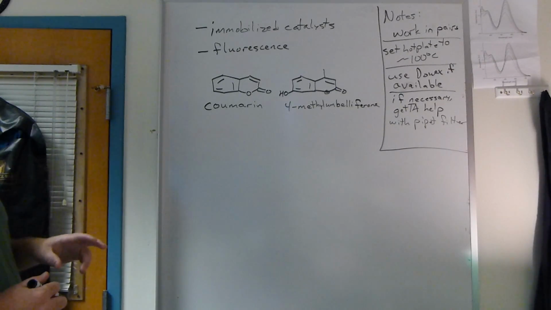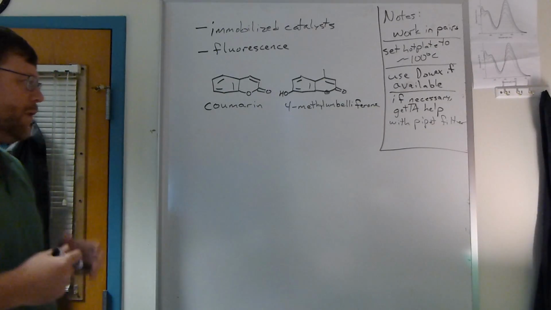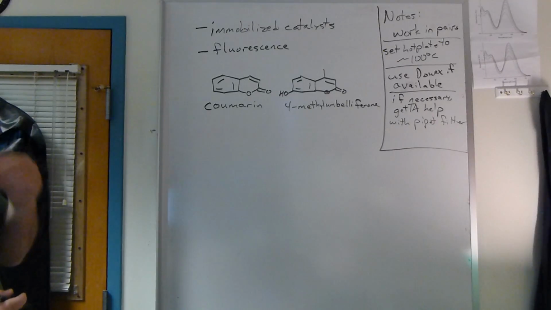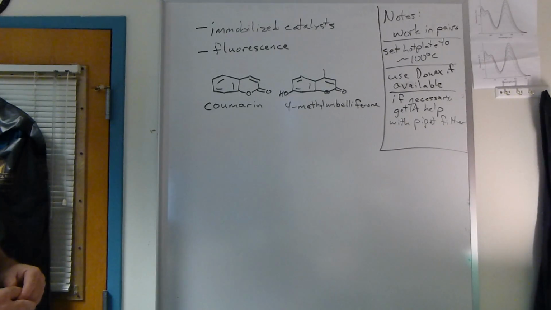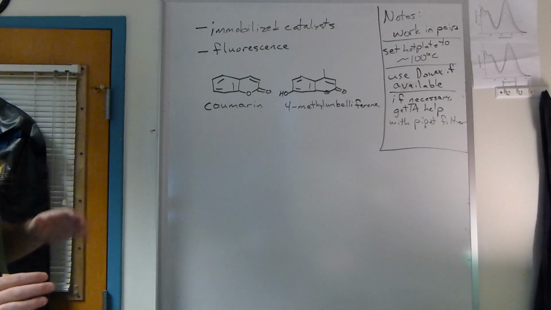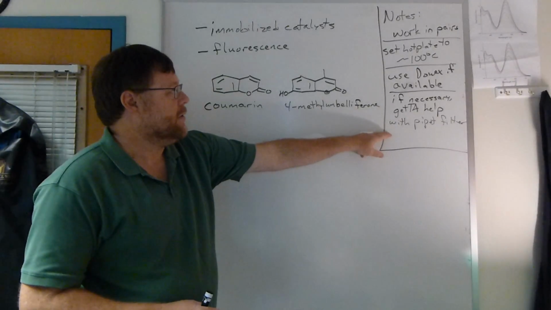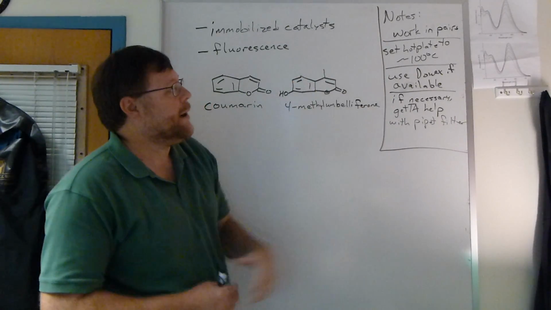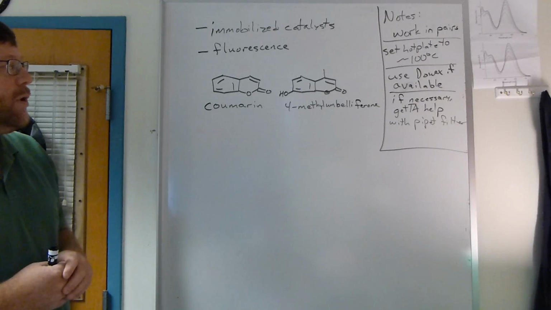So, in today's lab, you're going to make a compound called 4-methyl-umbelliferone. We're going to talk about that and why you'd want to make that. And we're also going to use an immobilized catalyst for the first time. A couple of notes before I get into the chemistry. First, we're going to work in pairs today, so go ahead and pair up with someone.